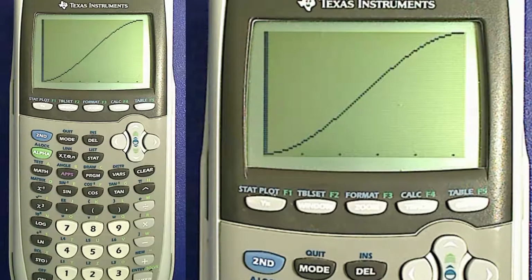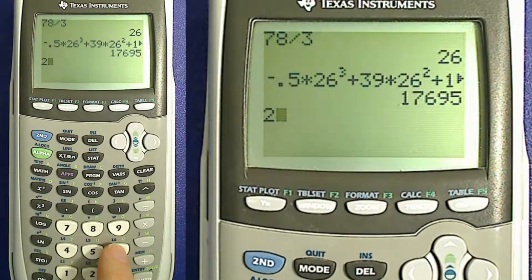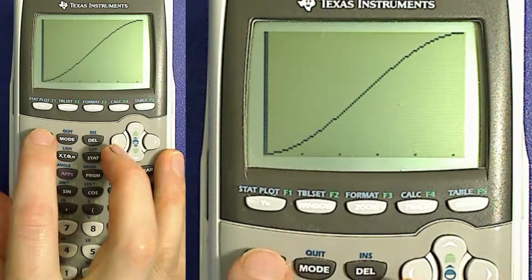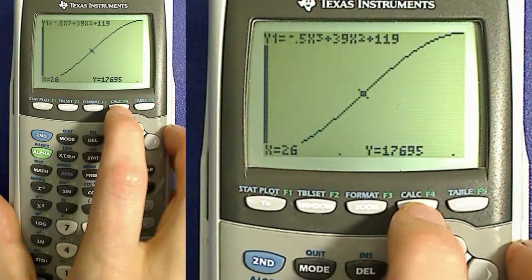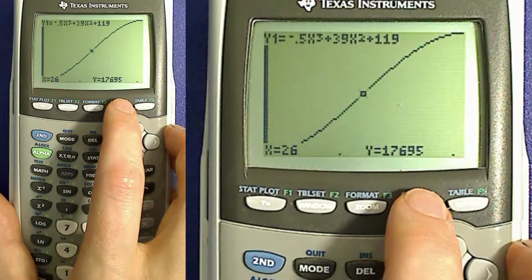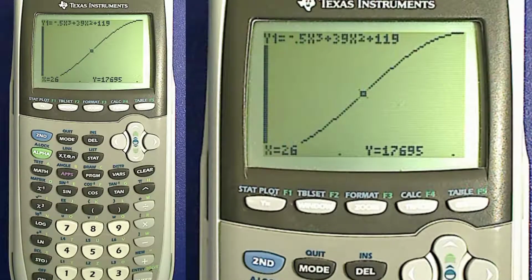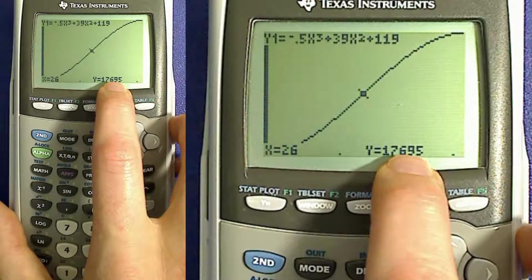So now if I want to plug in x equals 26, I can actually, oops, let me go back to the graph screen. You have to hit the trace button. Right there it says trace. And now, oh, well, actually, there you go. X equals 26. And you can read the 17,695 from right there.